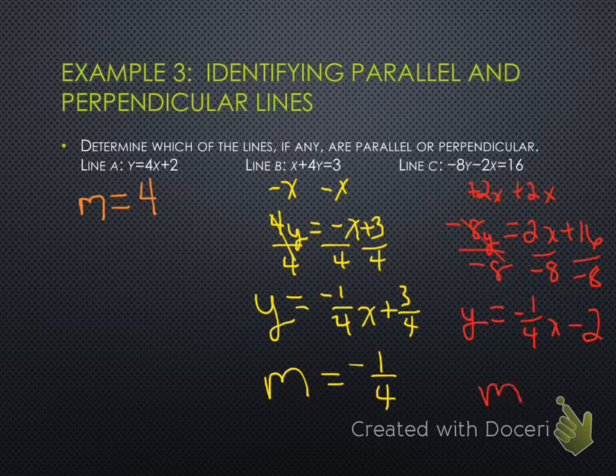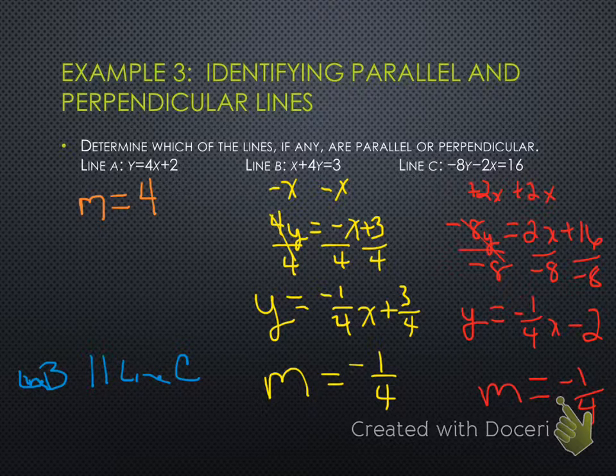So here, my slope is going to be negative 1/4. So now it is asking me to identify parallel and perpendicular lines. Remember, parallel lines have the same slope. Well, I have two that have the same slope. So line B is going to be parallel to line C, because they have the same slope.